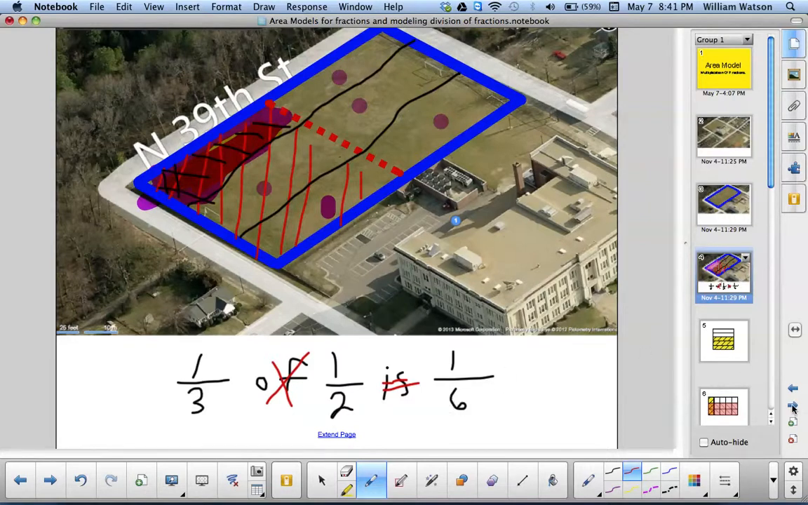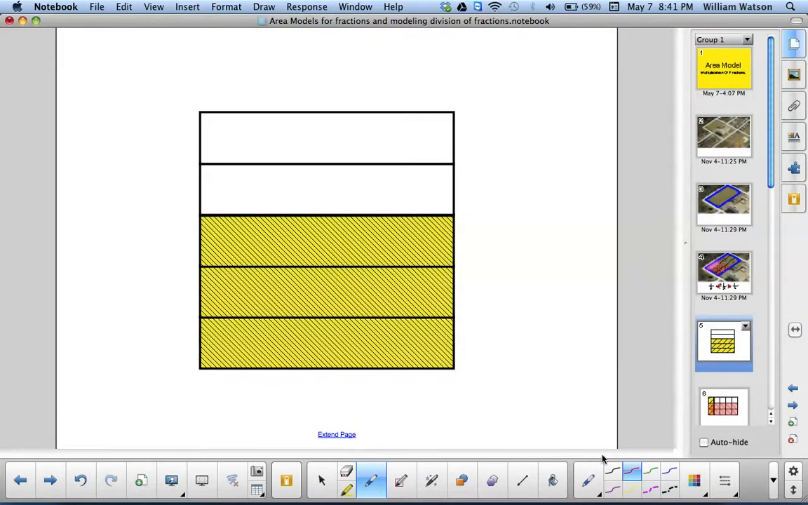That has worked. I've used that for the past 2 or 3 years, and that's worked really well. And most kids in 6th grade instantly get it. It clicks with them for the most part. So then we move to more abstract models.